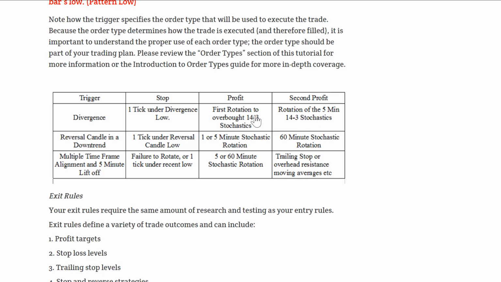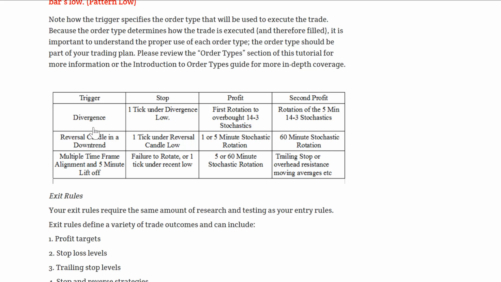Second profit, and we might want to scale out on that, depending on how many contracts you have. If you have a really good setup, you might be in for 4 contracts. You want to maybe take 2 off here and then keep another 2 on for a further move higher, moving your stop up to break even. Also, pay attention to these reversal candles. These are usually going to be the capping candle that is the trigger that really is going to force me.